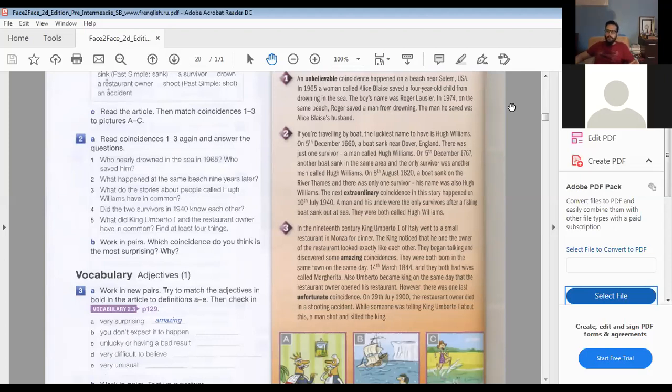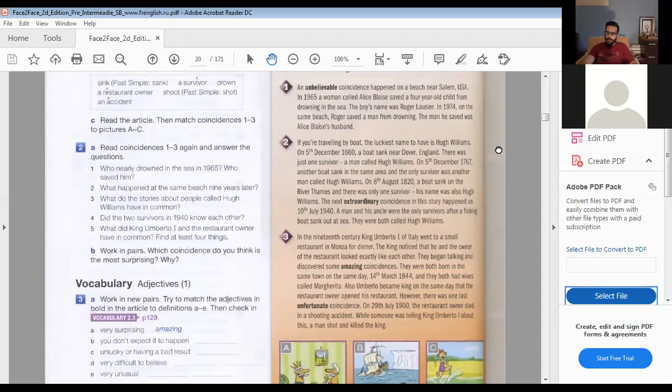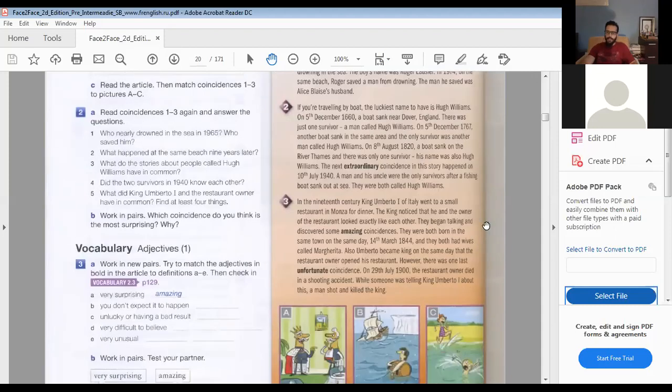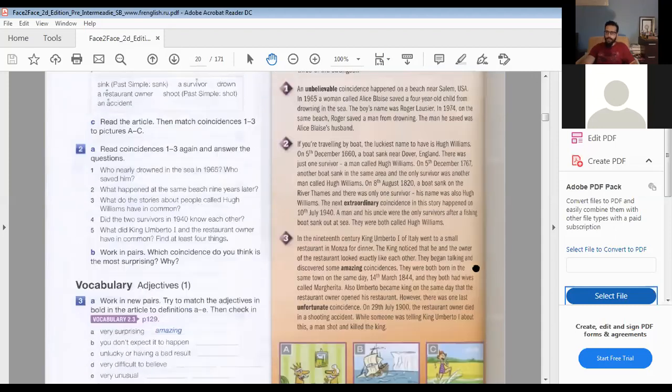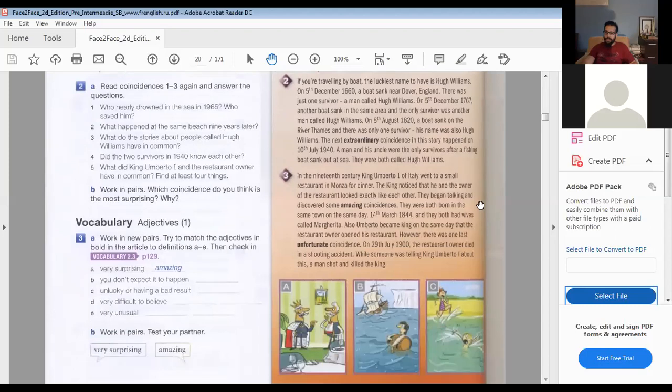Let's do the first part of the question. They want you to match 1, 2, 3 with the photos A, B, C. Okay, so let's see. What do you think? Number 1, B. No, number 1, C. Okay, correct. Number 2, B. Number 3, A. Okay, all right.